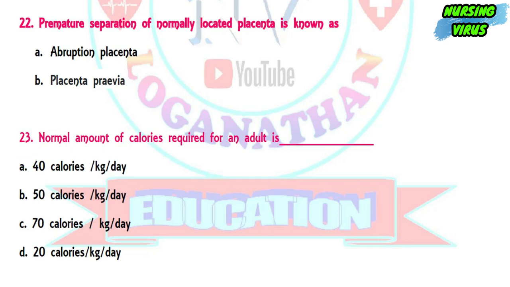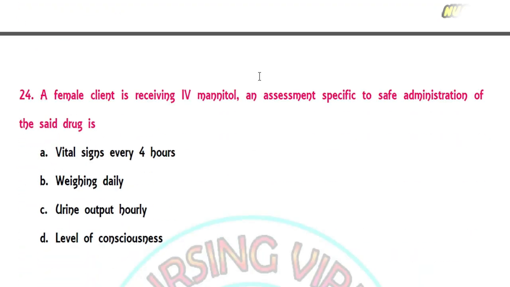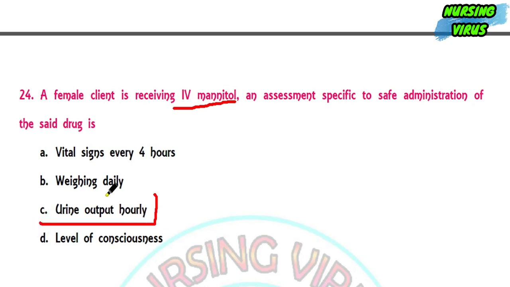So the next one, question number 24. A female client is receiving IV mannitol. The assessment specific to safe administration of the said drug is: option A, vital signs every 4 hours and weighing daily, urine output hourly, and the level of consciousness. So whenever you are administering mannitol, the urine output is necessary to be monitored.